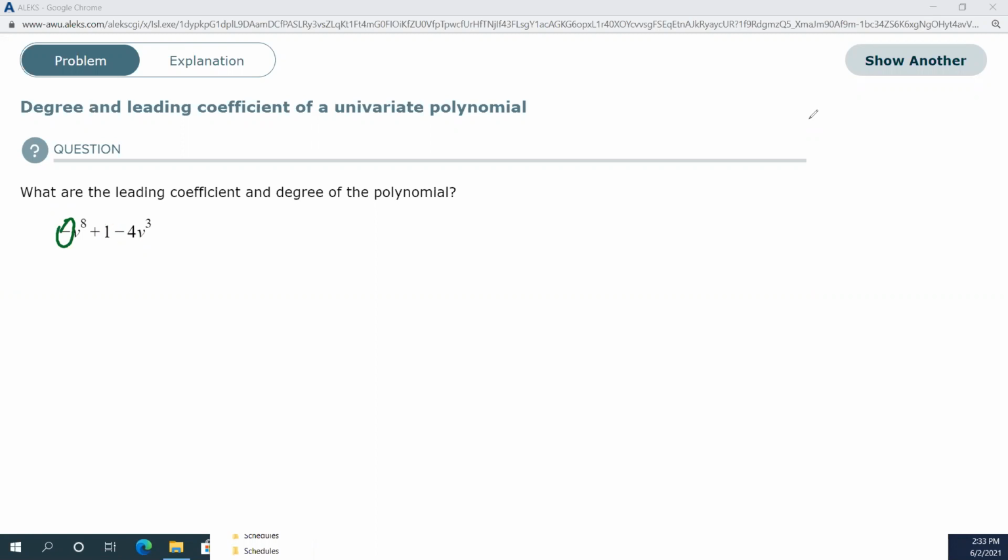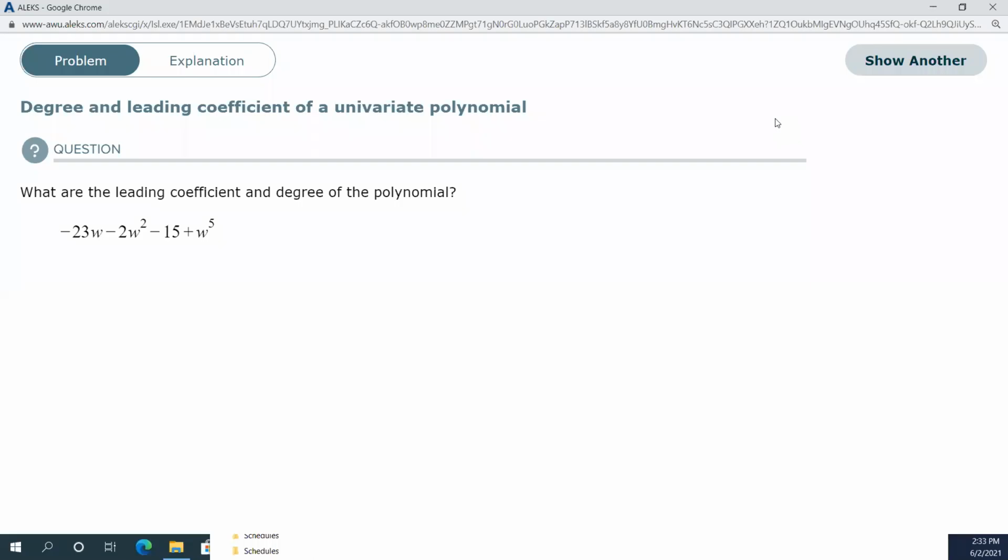Now the leading coefficient is the one multiplied by the variable with the highest power. So in this case, that would be the -1. The degree of the polynomial is the highest power of the variable, 8. Okay, I guess I should say put it there and put it there. Let's do just a little bit more of that.